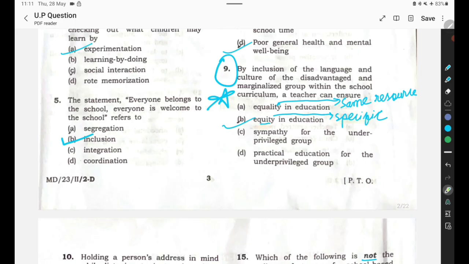Make sure you are clear with this question number 9 because most of you will answer A, equality in education, but it is not equality. It is equity.